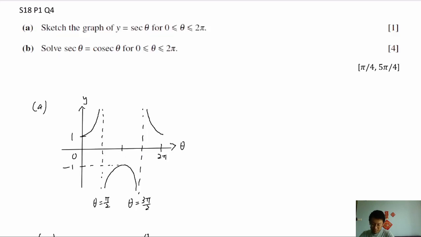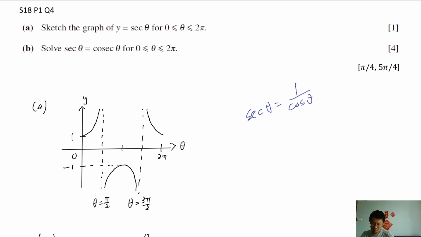Right. For this one, we look at the sketching for y equals secant theta. To sketch this secant theta, the idea is very similar to what we explained earlier. It is based on the curve that we have for cos theta, and we just use 1 over cos theta. With that, we can sketch this graph for secant theta by using the idea that we have learned before.